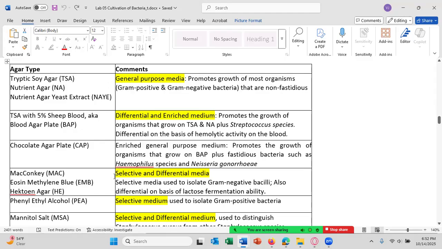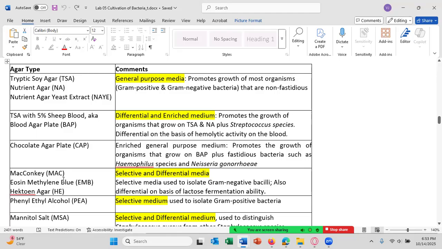And then we have selective and differential media. We have three of them: MacConkey's or MAC, eosin methylene blue or EMB media, and Hektoen agar or HE agar. They are selective because all of them select for gram negatives and select against gram positives. So the gram negatives should grow on these three media. The gram positive should not. And they're all three of them differential on the basis of lactose fermentation.